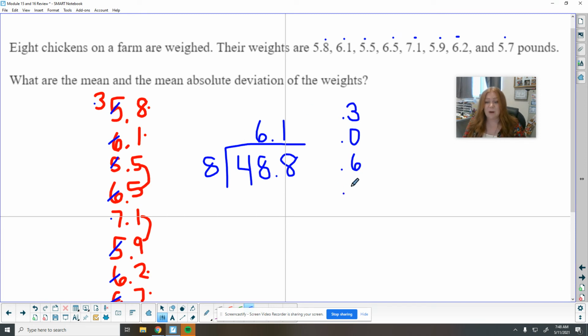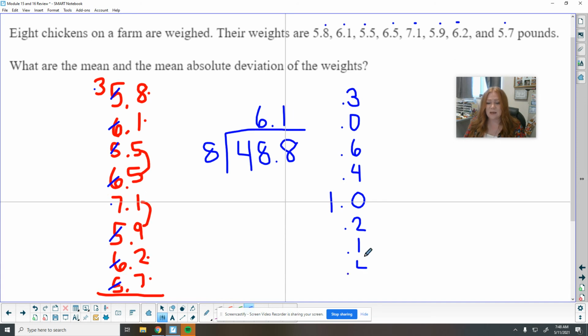6.5 to 6.1 is 0.4. 7.1 to 6 is a whole pound different. 5.9 to 6.1 is 2/10. 6.2 to 6.1 is 1/10 different. And 5.7 up to 6.1 is 0.4. So now we are finding the average of these distances.